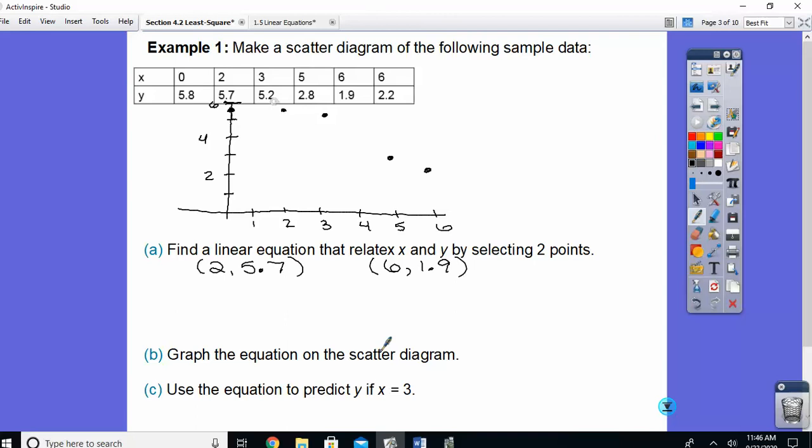Where's the 1.9? Oh, did I? Yeah, I missed one. There we go. Thank you.